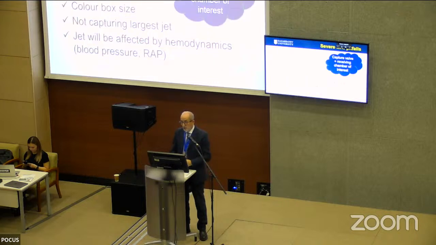A word of caution when you have the jet that is not in the usual position, but it's eccentric. Eccentric means that the jet is not going straight, but is going towards one of the walls. We have to be careful about the size of the color box in order to not underestimate the severity of the mitral regurgitation. And remember always that the jet can also be affected by the hemodynamics, for example, blood pressure or right atrial pressure.